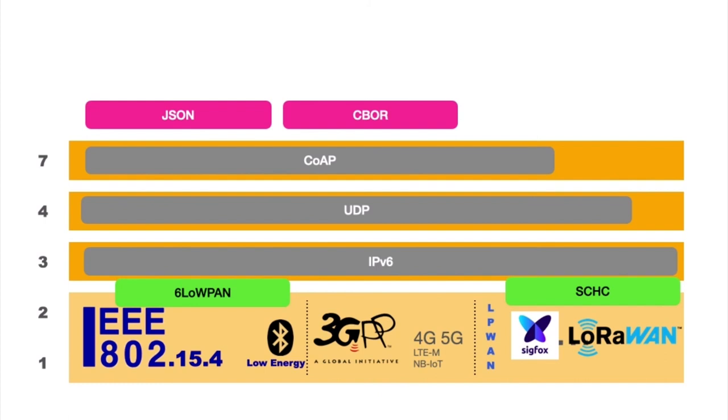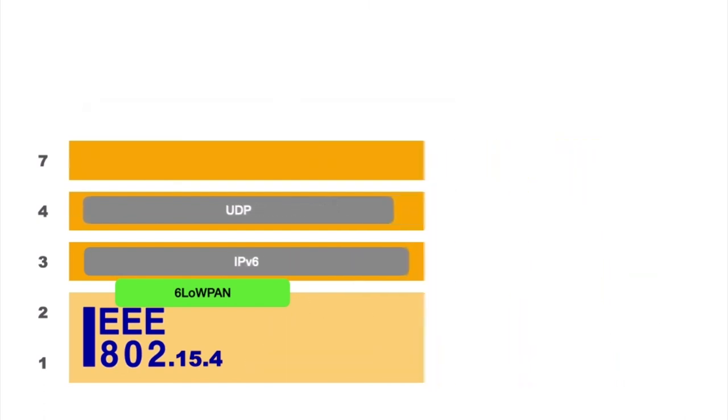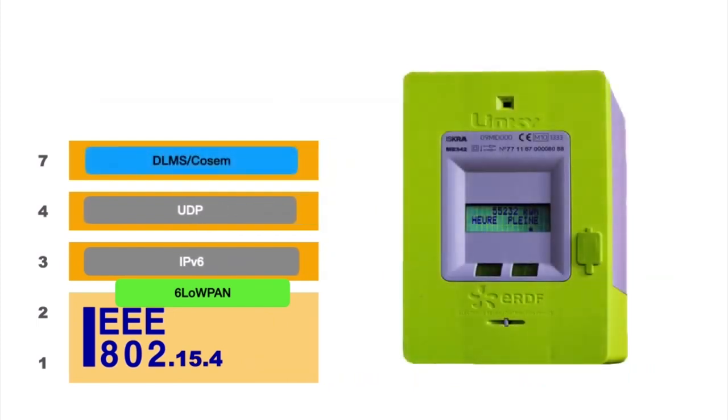For example, the Linky electric meter that all French people know only implements a part of it. Instead of using CoAP, electricians use their own applications following the DLMS COSEM standard. This relies on UDP, then IPv6 and 6LoWPAN, and finally on a variant of IEEE 802.15.4 adapted to carry information over power line.